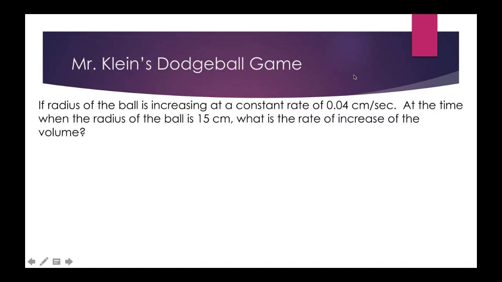Mr. Klein's dodgeball game. Hala and Miriam had to make up their own game because sadly for Mr. Klein, he can't play dodgeball anymore. So there was a bunch of context, but the gist of the question was, the radius of the ball is increasing at this rate. As you're doing these word problems, you can read through the word questions right away and start to pick things out, key points in the text. The radius is increasing at a constant rate of 0.04 centimeters per second.